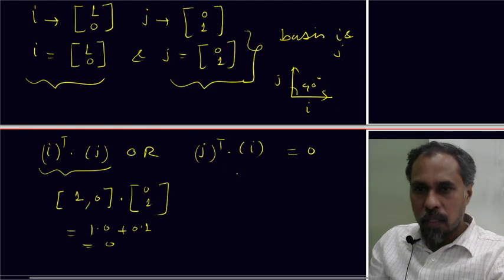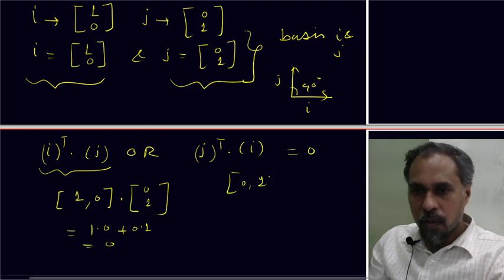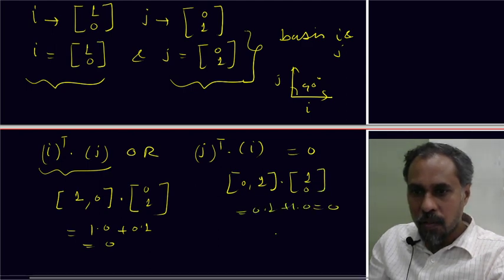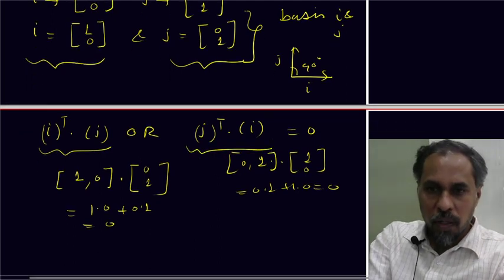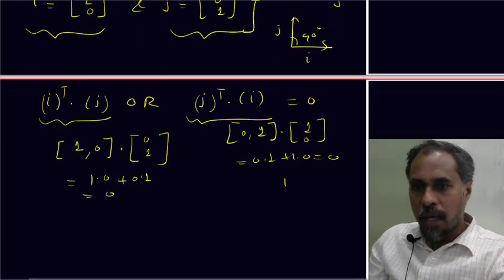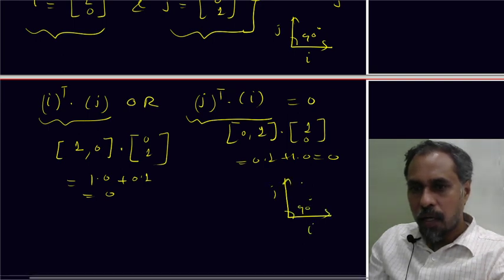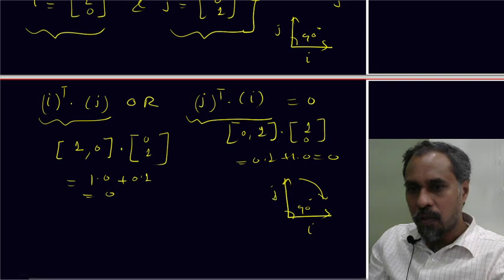Here j transpose means 0 and 1 multiplied by i transpose, that is 1 and 0, that is 0 into 1 plus 1 into 0, that is 0. So it means the inner product of both the vectors is 0. It means they are essentially perpendicular to each other, and you cannot project this basis on this one. You can never project this basis onto the other one.